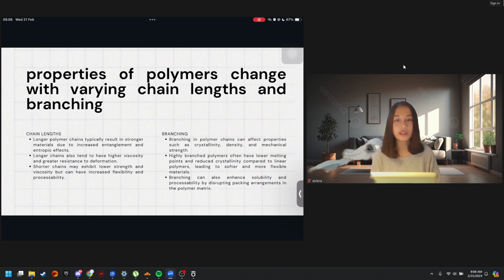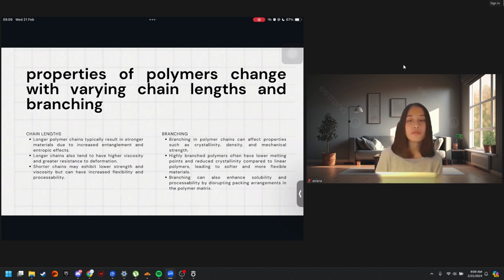For branching, polymer chains can be affected in properties such as crystallinity, density, and mechanical strength. Highly branched polymers often have lower melting points and reduced crystallinity compared to linear polymers, leading to softer and more flexible material. Branching can also enhance solubility and processability by disrupting packing arrangements in the polymer matrix.